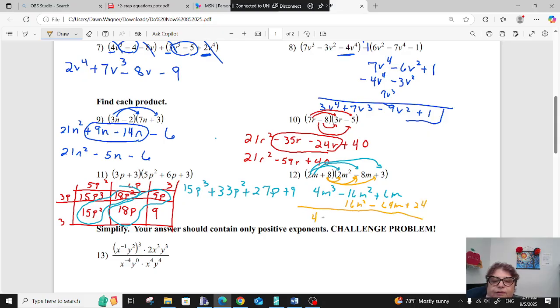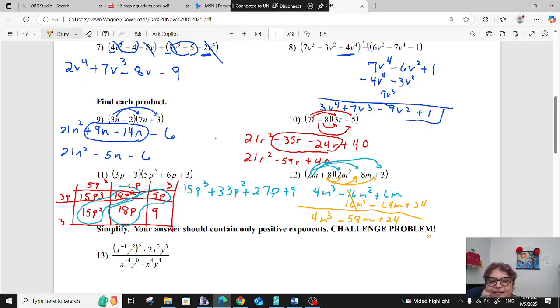So it'd be 4m to the third. This is 0. That's a 0 pair. This would be negative, what, 58? Yeah, negative 58m. And then plus 24. So this is the grid way. This is not grid. It's totally up to you.